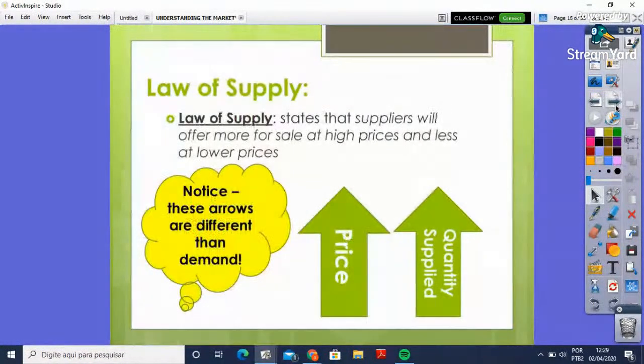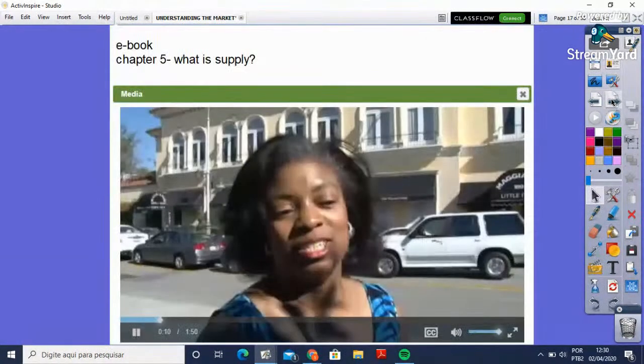Pay attention to this. The law of supply states that suppliers will offer more for sale at higher prices. Therefore, you will see the prices going up and the quantity going up. Notice this is different from demand. In demand, if my price goes up, then my quantity goes down. This is a big difference between supply and demand. Remember, demand is related to the consumer, and supply is the producer selling to the consumer. So they're two different concepts.